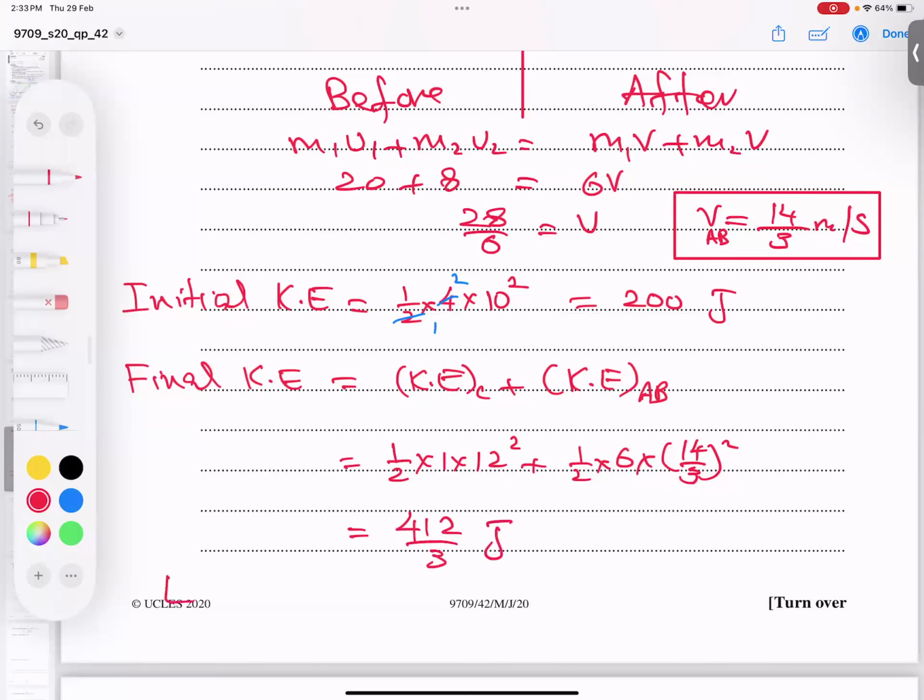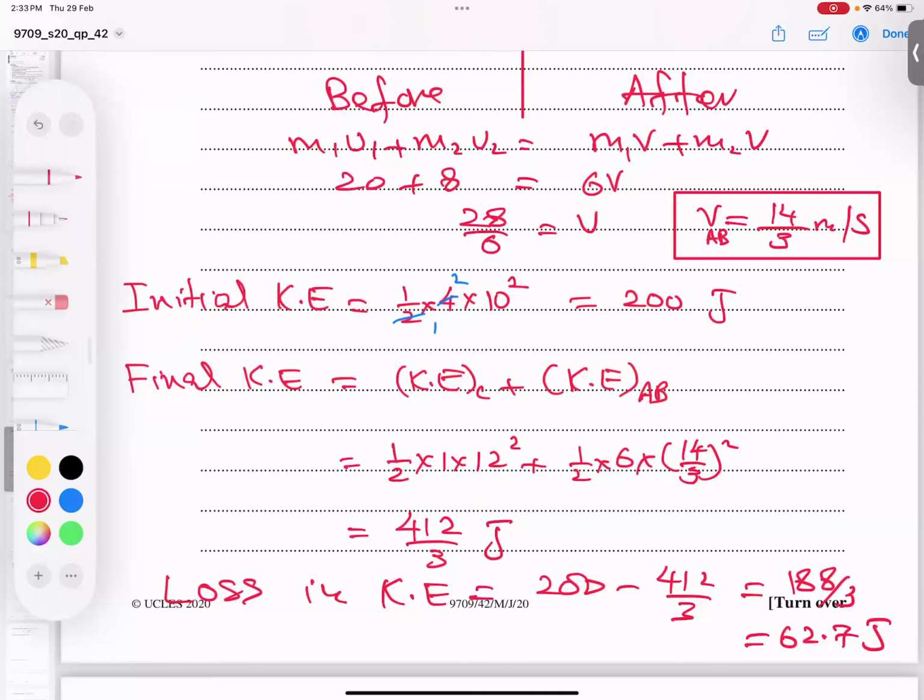So now the loss in kinetic energy of the whole system together. This is bigger, this is smaller. So I'm writing 200 minus 412 over 3, and it gives the final answer 188 by 3, or in decimal 62.7. So 62.7 joules kinetic energy loss of the whole system.